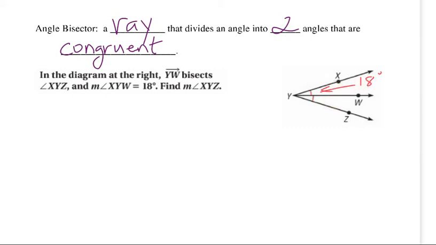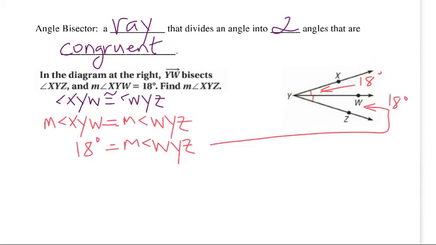What I've already written is that the two individual angles are congruent, and because they're congruent, they're equal in measure, so that means this other angle is also 18 degrees. So if we need to find the angle XYZ, we could do two different things. I'm going to just add 18 and 18 together, and that should equal our whole angle.